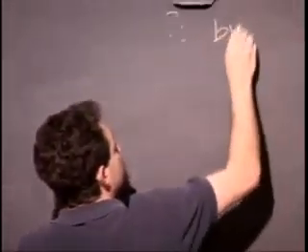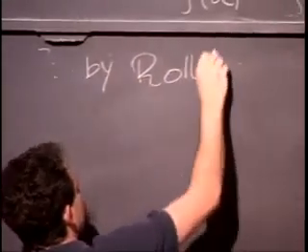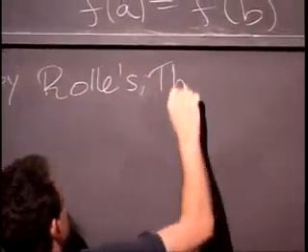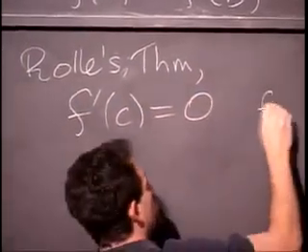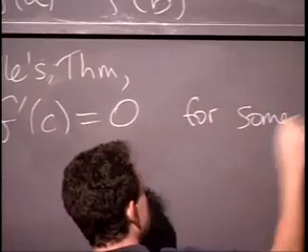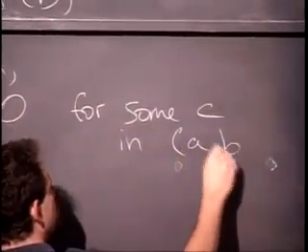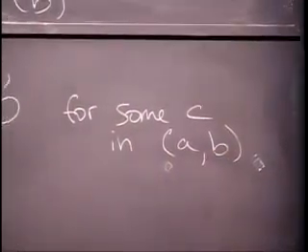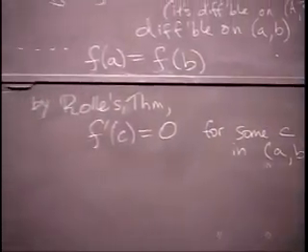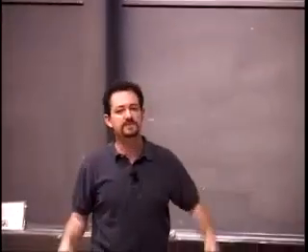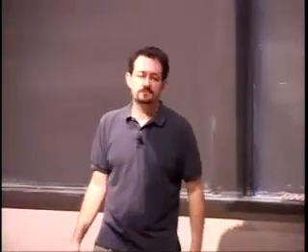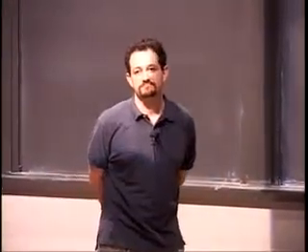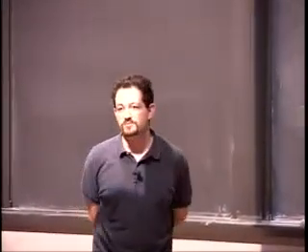Therefore, we can use Rolle's theorem. By Rolle's theorem, f prime of c equals 0 for some c in the interval AB. Okay, so if there's the horizontal line, bang, somewhere in between, the curve is flat. So why is that a problem? So what? Can anyone see why that's a problem?